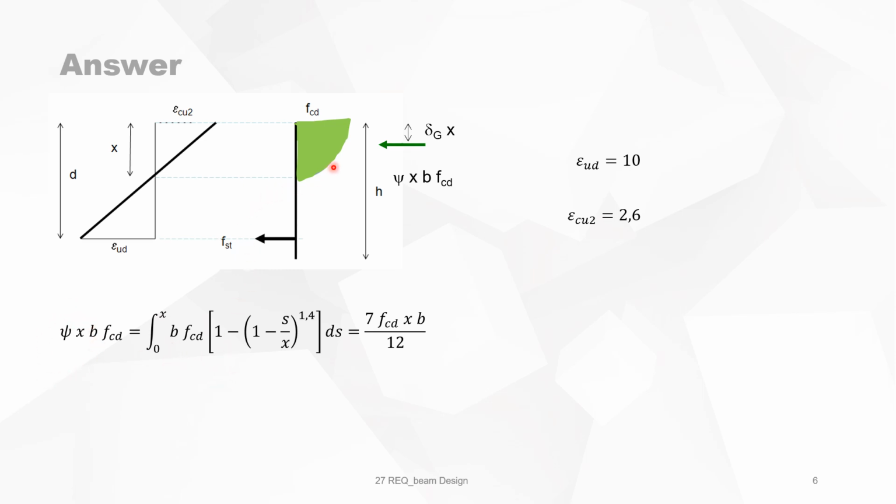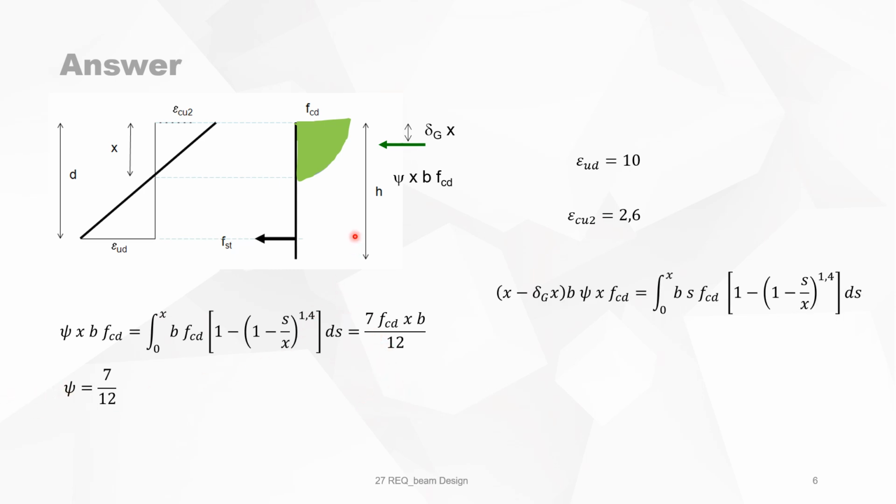We can do that by integrating the curve, and that means from 0 to x, you integrate b f_cd times the relationship of strain and stress of the concrete with the exponent 1.4. You see that for s equal to x you get 0, so s starts from the top downwards. When you calculate this integral, you find this expression. Now those must be equal to each other, so you can see that the filling coefficient is 7/12.